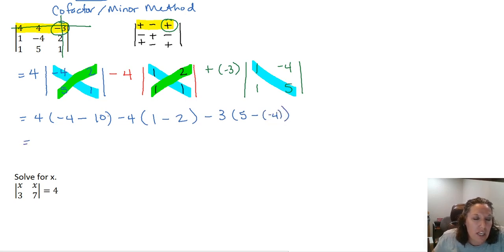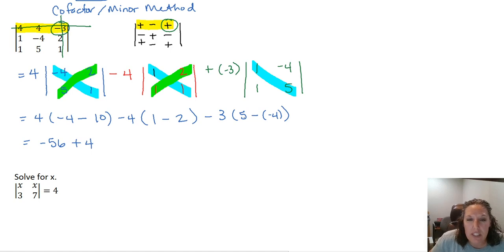All right, inside this first set of parentheses, we've got negative 4 minus 10. That's going to be negative 14 times 4, which is negative 56. Our second parentheses, we've got 1 minus 2. That's going to be a negative 1 times that 4, which makes that a positive 4.